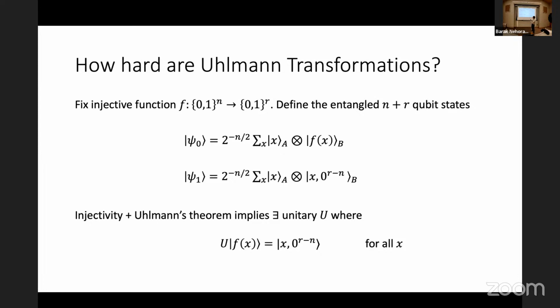But what does that mean? If you think through it, it actually means that if you take the unitary and apply it to the state f of x, which is a bit string, it will return a pre-image, well, the unique pre-image of f of x, which is the input x, for all possible x. And this is not something you're supposed to be able to do, to find a pre-image of a general one-way function. This is why we don't expect Uhlmann transformations to be easy to perform.